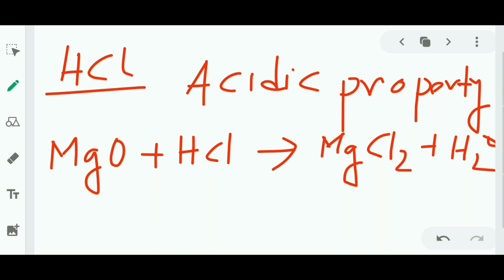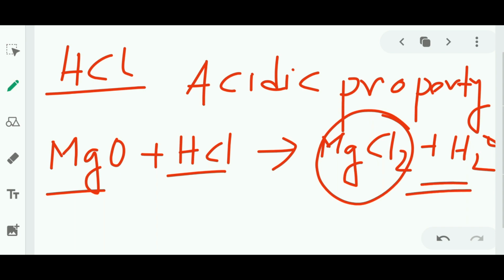Next, reducing property of HCl. It is used as a reductant, like it oxidizes itself to reduce others. Whenever HCl reacts with MnO2, it produces MnCl2 and chlorine gas is evolved. Okay, so this is an example of reducing property. Let us explain the reducing property more.